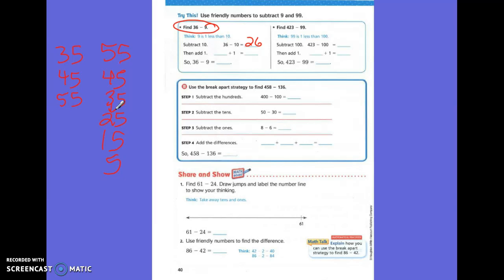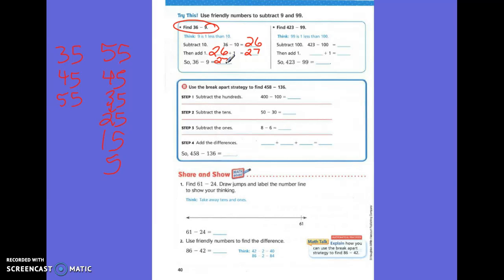But remember, we're not actually subtracting 10. We want to subtract 9. So you have to add 1, because you subtracted 1 too many. So add 1. So go 26, add 1, which is? 27. So 36 minus 9 is? 27. Sometimes when you get to a 9, it's just easier to subtract 10 and then add the 1 back on there. Okay, now let's do 423 minus 99.